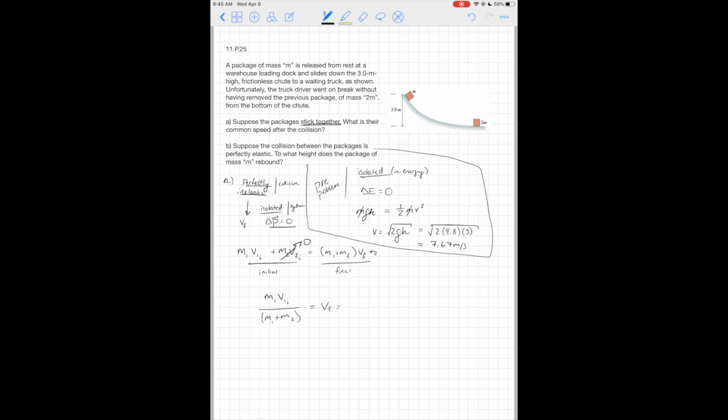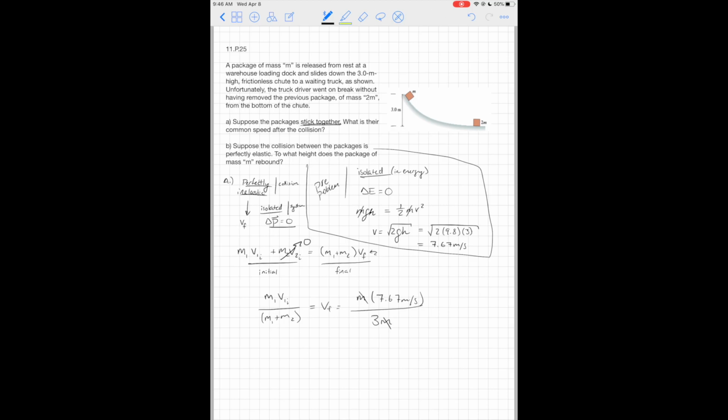So I need to actually substitute M's in. I have M V1I. Well, if we're substituting everything in, let's substitute 7.67 meters per second divided by M plus 2M, so 3M on the bottom. M's are going to cancel.